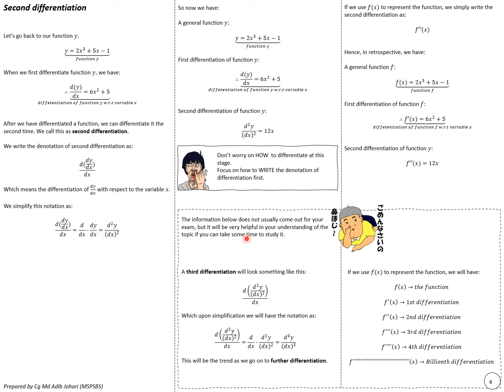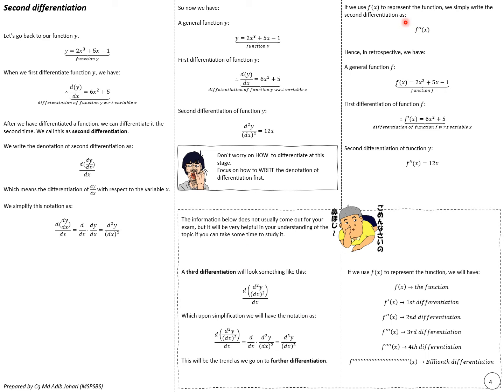If you want to do further differentiation, for example, third differentiation, you're going to have to put d bracket second differentiation over dx. Simplify that, you get d cubed y over dx cubed. So this is the third differentiation. If you want to do the fourth differentiation, apply the same method. But for this level, you're going to do at most 2 differentiations only. But it's good if you know the understanding of this.